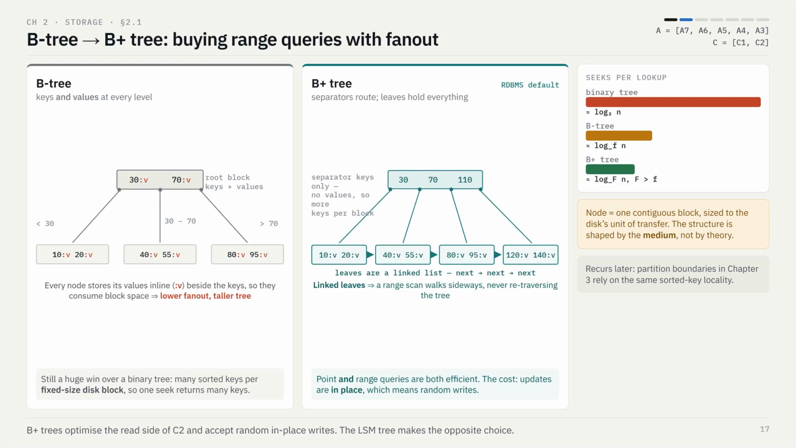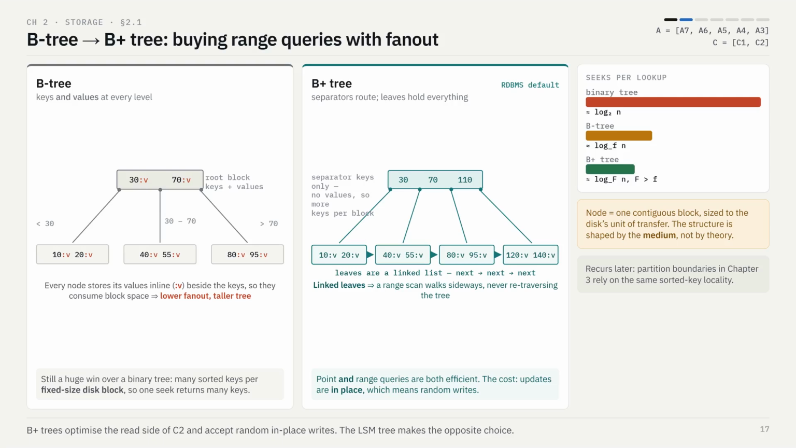High fan-out is the entire trick. A binary tree costs you roughly log base 2 seeks. A B tree costs you roughly log base fan-out seeks. And because the node is sized to the disk's unit of transfer, one seek returns many keys at once. This structure is shaped by the medium, not by theory.